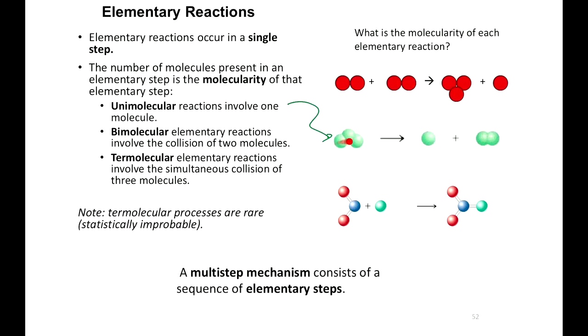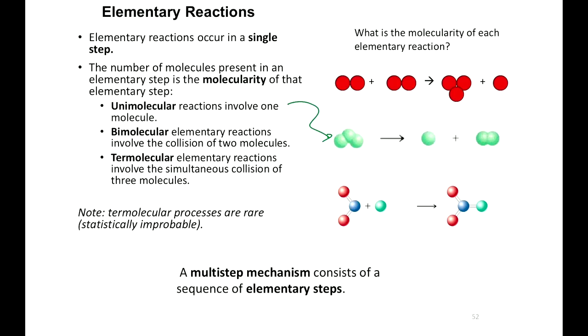So what is the reaction order for this? For that reactant? Just one, because in elementary reactions, the stoichiometry is the reaction order. So this unimolecular reaction has a reaction order of 1. Okay, the next one is a bimolecular elementary reaction. It involves a collision between two molecules.